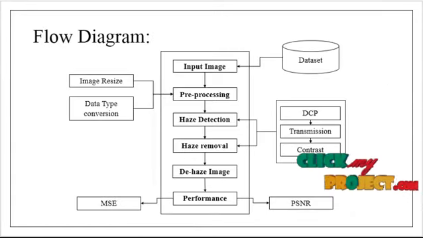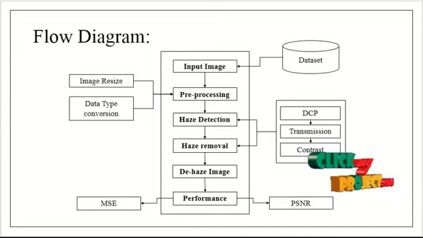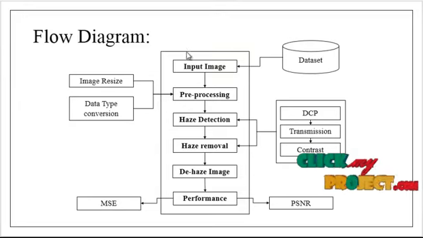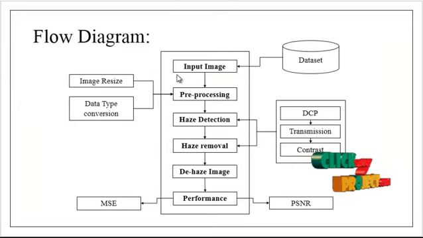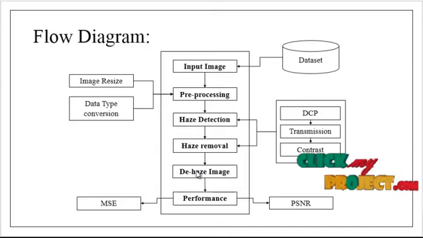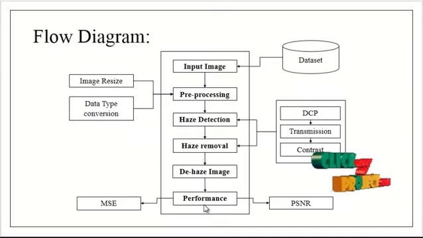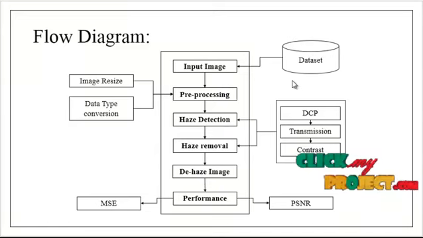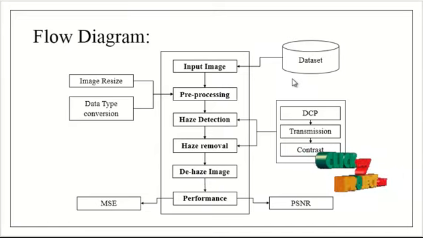Now we are going to discuss the flow diagram of the process. This is the overall working flow of this process. At first, the modules of this flow are input image, pre-processing, haze detection, haze removal, dehazing the image, and finally the performance estimation. At first, the input image is taken from the dataset. The dataset consists of images having hazy pixels.